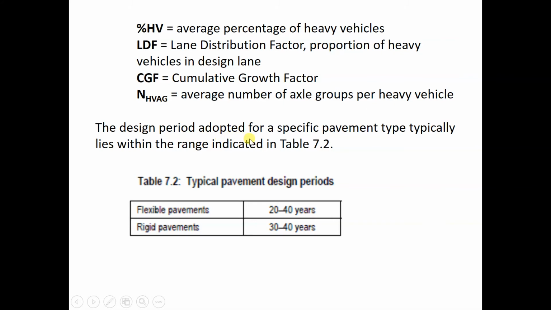The design period adopted for the specific pavement type typically lies within the range indicated in these tables. So for flexible pavement, we design for 20 to 40 years. For rigid pavement, 30 to 40 years.